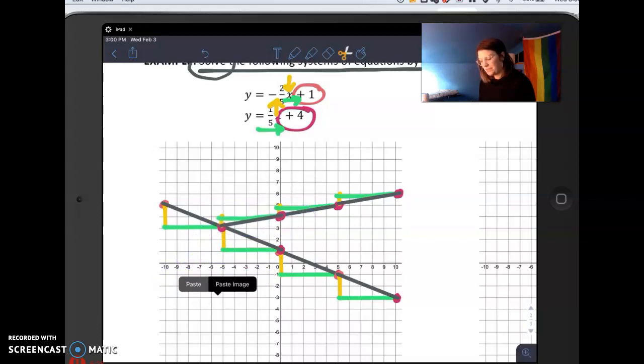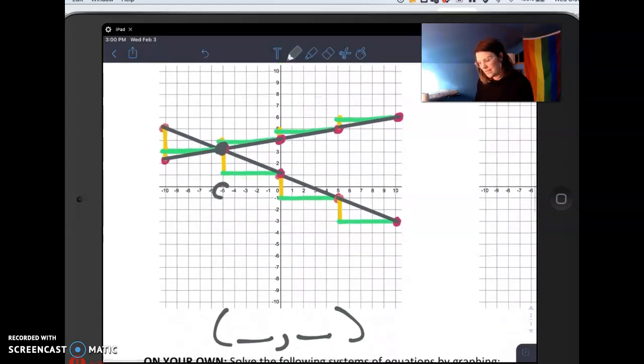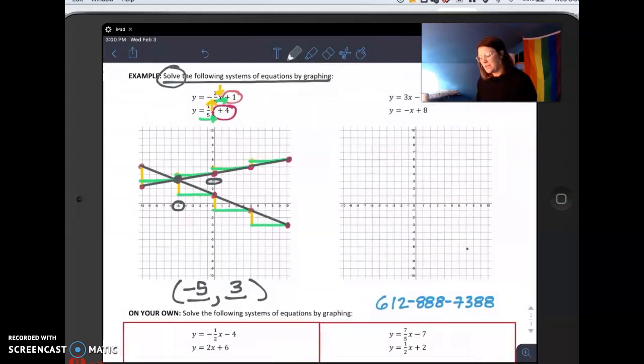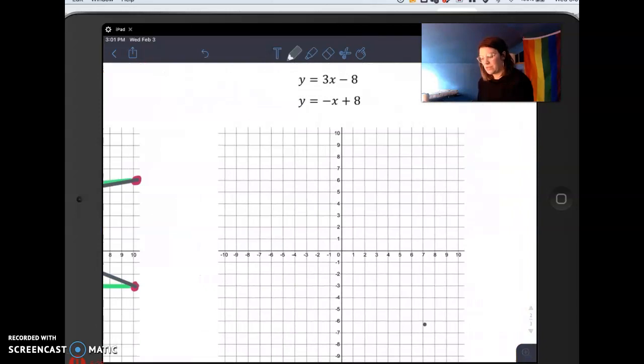All right, and we could stop there because we can see that the two lines are crossing right here. And the point there is -5 and 3. So the x is -5 and the y is +3. And we're done. That's it. So again, basically all we're doing is graphing the lines and finding where the two lines cross.